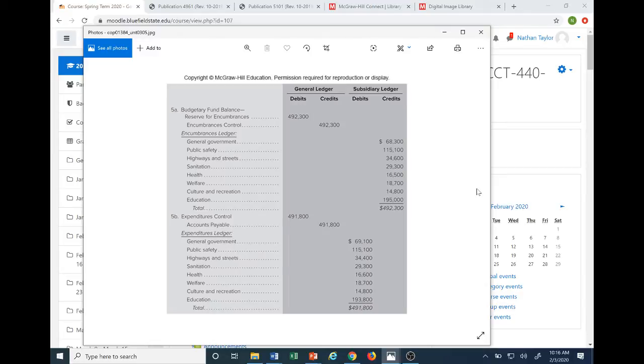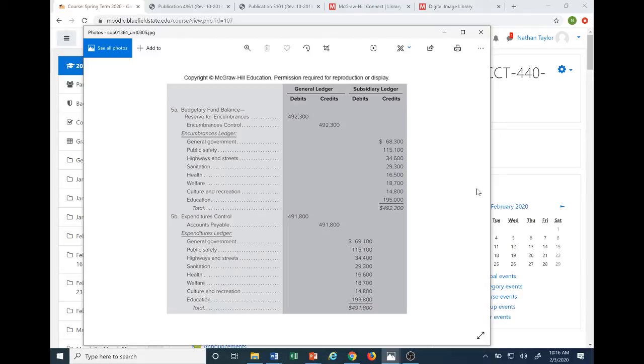Obviously, at that point, if we've received the goods, we've unencumbered the money that we had encumbered. The next step is to set up the liability, or make payment to the vendor. In this case, we've set up the liability because now we've debited expenditures control, right? This is the actual entry that is going to be in the general ledger for the financial statements. The others are just budgetary entries. So now we debit expenditures control and credit accounts payable.